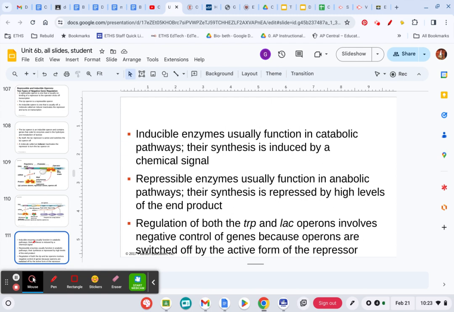Regulation of both tryptophan and lac operons involves negative control of genes because the operons are switched off by the active form of the repressor. But what you really need to know is that you've got two different outcomes. One's going to turn the system on, one's going to turn it off. But it is a form of regulation. It's a form of feedback. So one of the key things that they want you to understand in this class is the idea of feedback, how you've got either a feedback causing it to turn on in the case of lactose or feedback turning it off in the case of tryptophan.